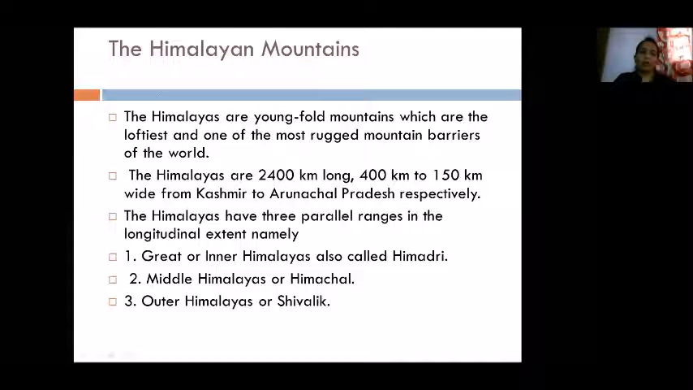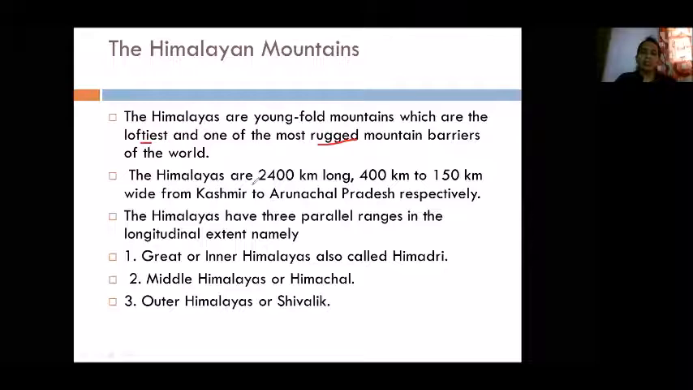The Himalayan Mountains. The Himalayas are young fold mountains, which are the loftiest and one of the most rugged mountain barriers of the world. Already I have told you about the Himalaya. It is the youngest mountain and it is loftiest because of its height. It remains snow covered. That is why it is called loftiest. Most rugged means rough mountain barrier of the world.